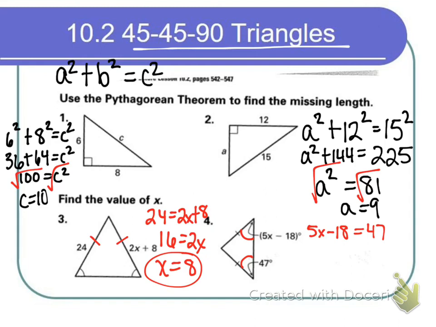How do we solve for x this time? Add 18. 5x equals 65. Divide by 5. X equals 13.